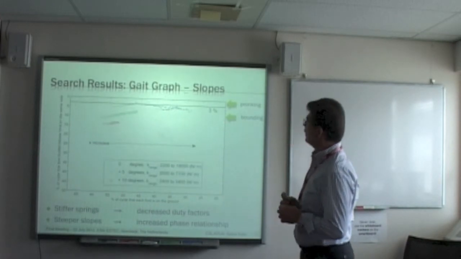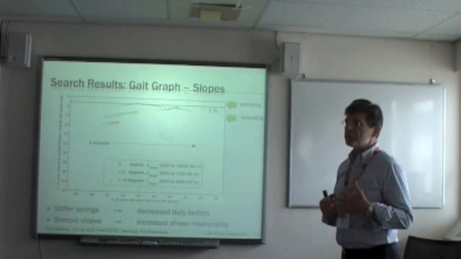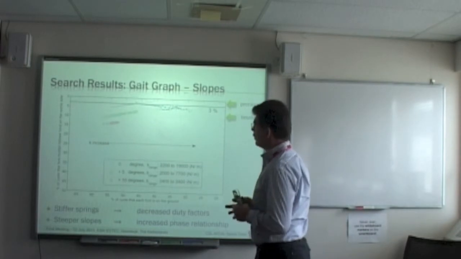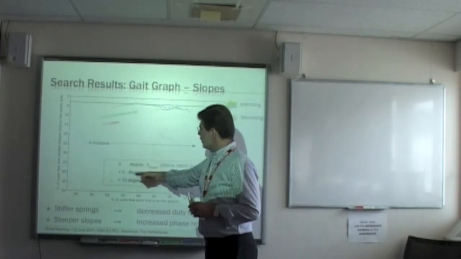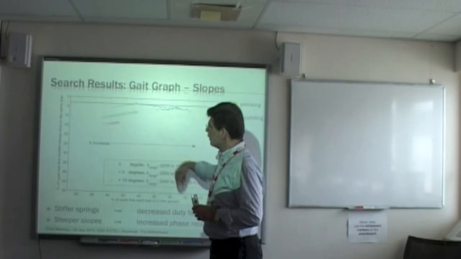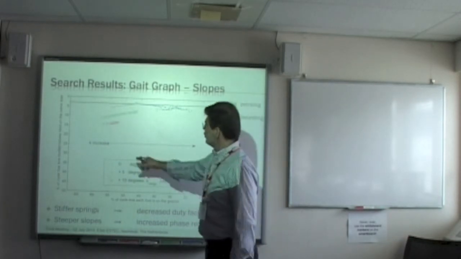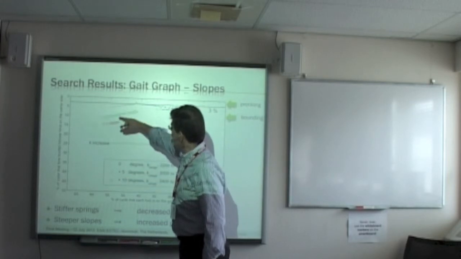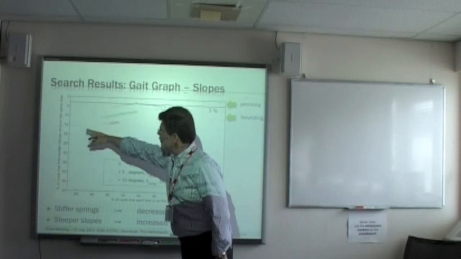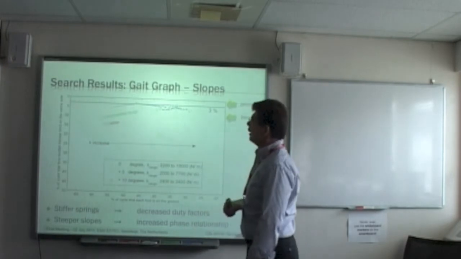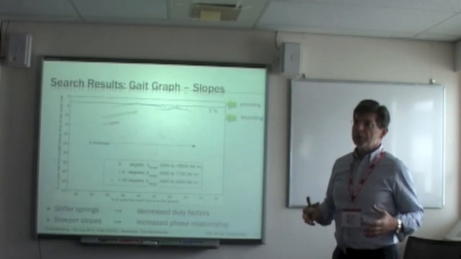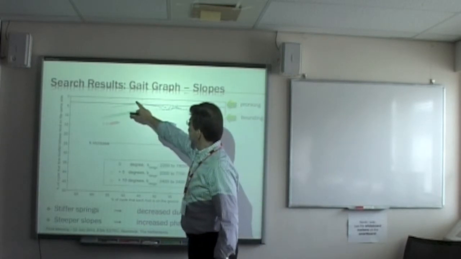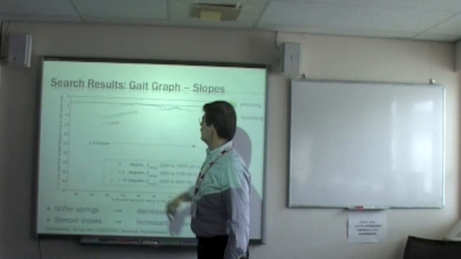So another result here is what happens when you have slopes, when the robot is trying to overcome slopes at 0, 5, and 10 degrees, on the same gait graph. As you go from 0 to 10 degrees, from here to there, the phase difference increases, and the gait becomes more bounding-like. If the slope is 0, you can achieve some pronking, but not bound.